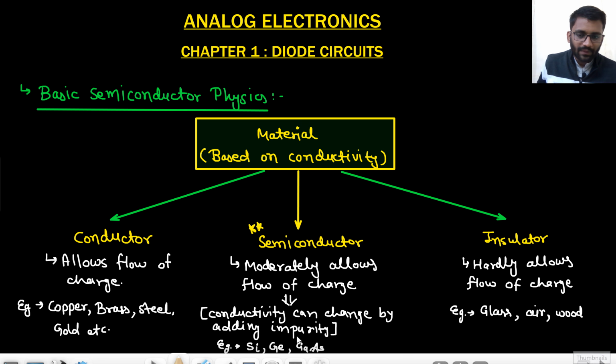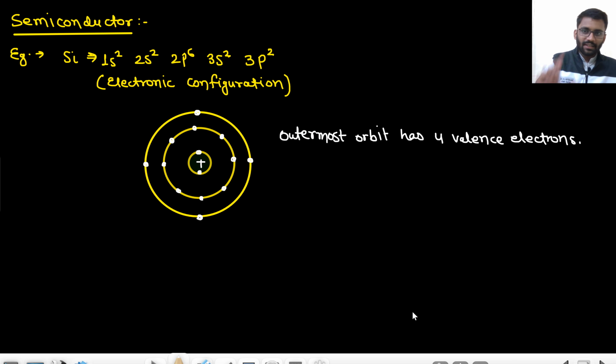Now let's take the example of semiconductor. Now we'll be studying about semiconductors only, not about conductor and insulator. Forget about conductor and insulator. Let's just take the example of silicon. In silicon, what is the electronic configuration? 1s2, 2s2, 2p6, 3s2, 3p6. If you don't remember, no need to worry. This is the outermost shell, the outermost orbit. How many electrons are there? 4 electrons. In the first shell 2, in the second 8, and in the last 4 valence electrons are there.